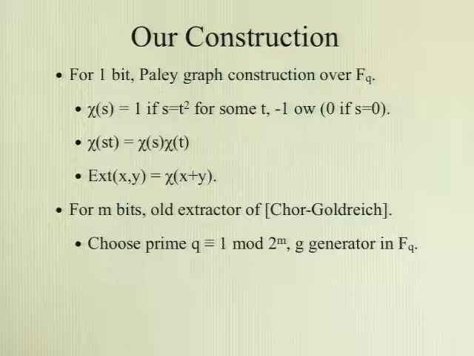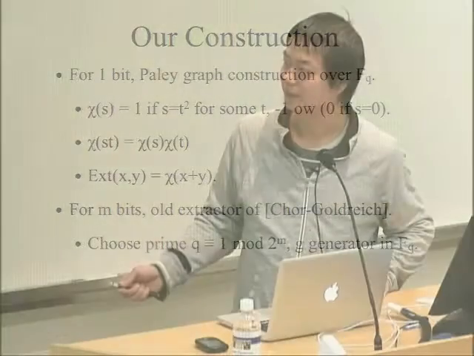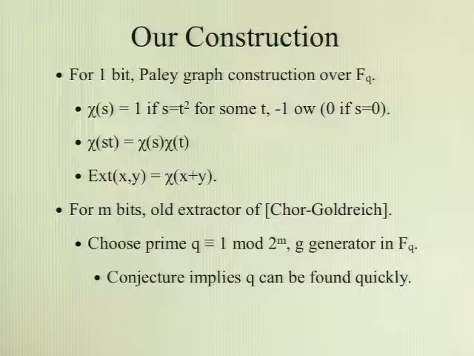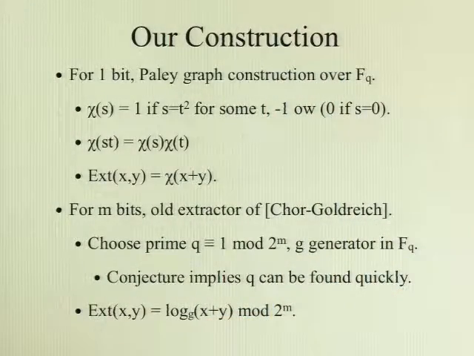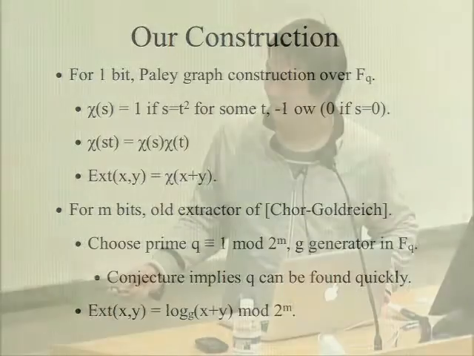So here we basically choose some prime q that is congruent to 1 mod 2 to the m, and let g be a generator in this field F_q. So the conjecture I mentioned before implies that such a prime q can be found efficiently. And then the extractor is just the discrete log of x plus y mod 2 to the m. So m here is the number of output bits here. And it turns out we can compute this discrete log mod 2 to the m in an efficient way.